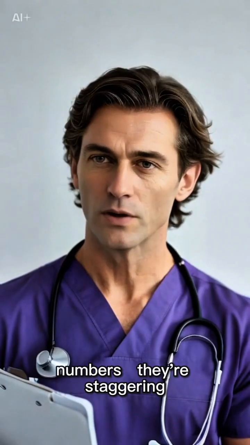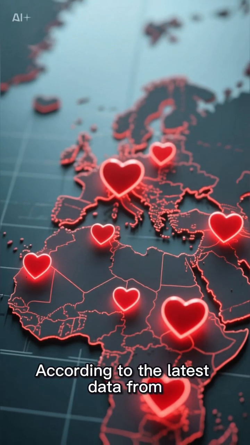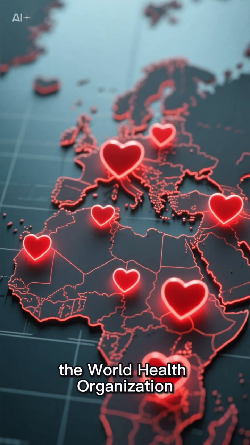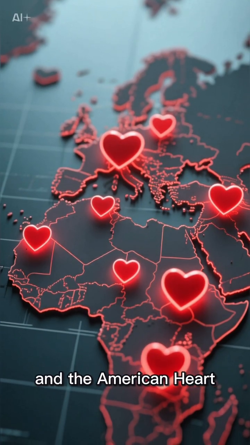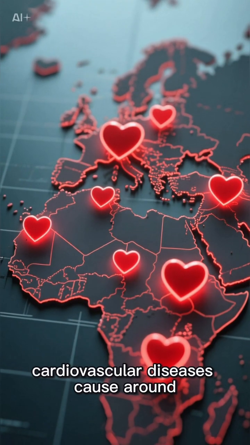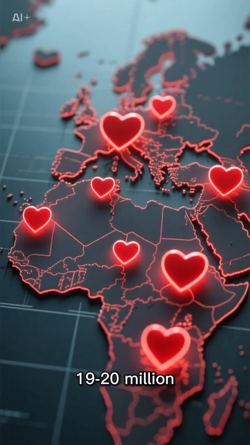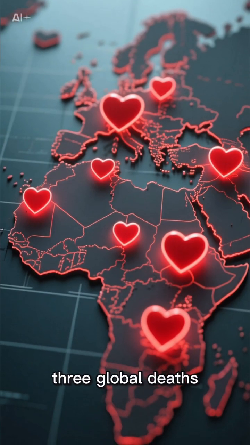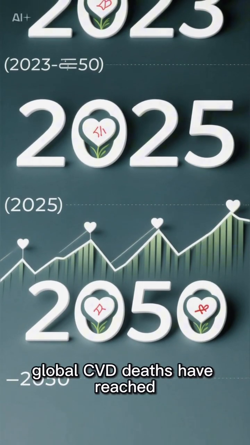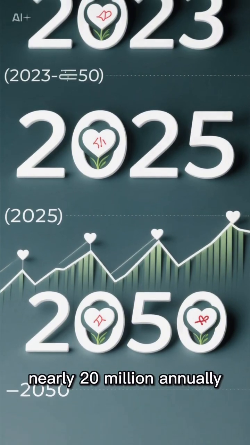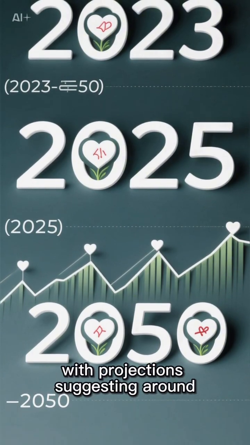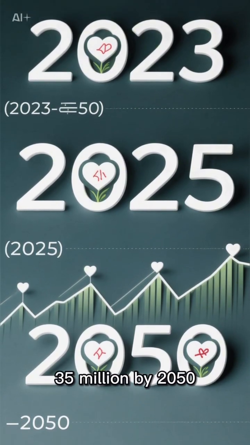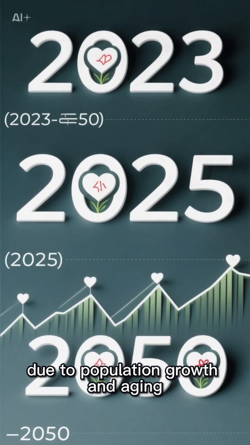Now let's look at the numbers. They're staggering. According to the latest data from the Global Burden of Disease Study, up to 2023, the World Health Organization, and the American Heart Association's updates, cardiovascular diseases cause around 19-20 million deaths each year. That's about 1 in 3 global deaths. In recent estimates, global CVD deaths have reached nearly 20 million annually, with projections suggesting around 20.5 million in 2025, potentially rising to over 35 million by 2050 due to population growth and aging.